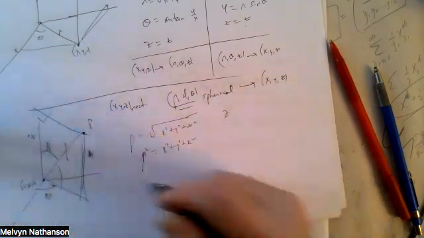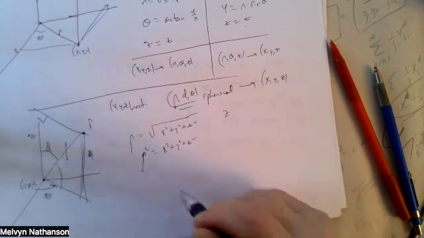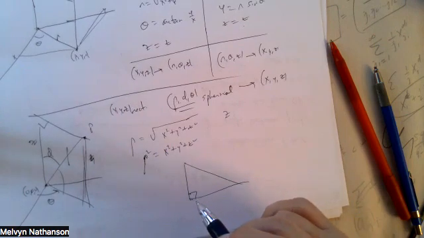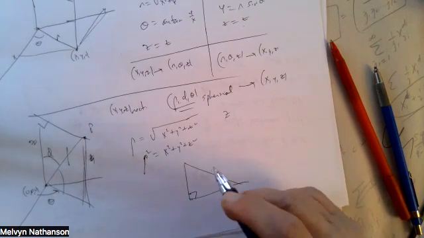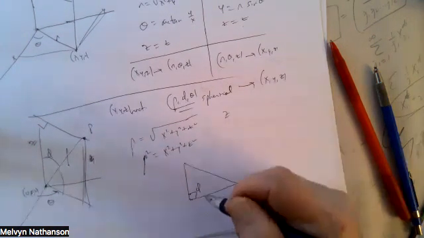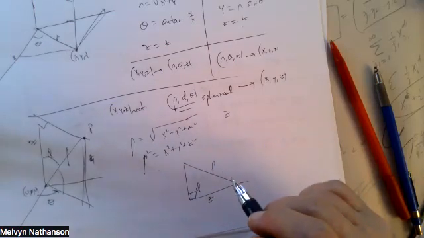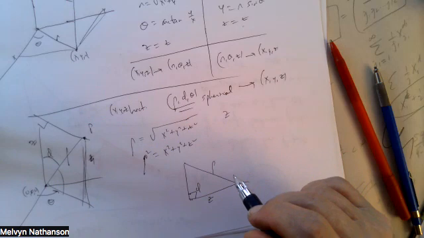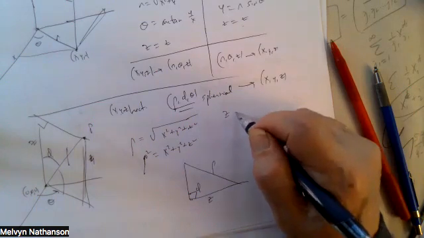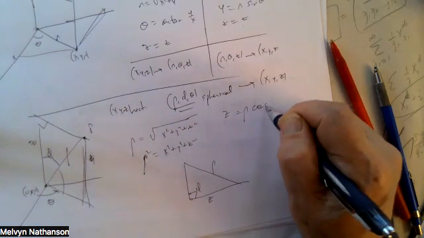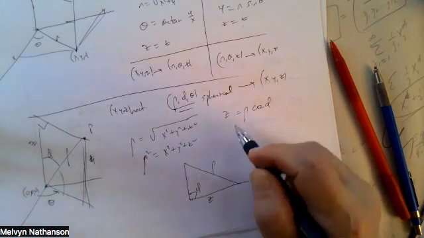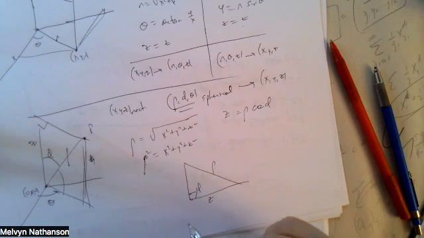So let me just draw this right triangle slightly differently. This is z. This is phi. This is rho. And z is rho cosine phi. Right, the cosine of this angle is z over rho. So z is rho cosine phi.